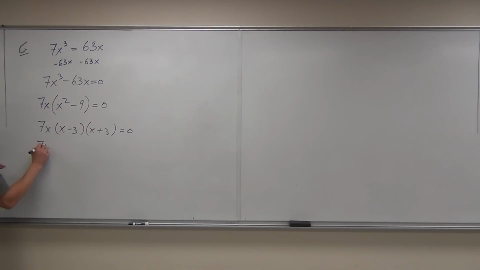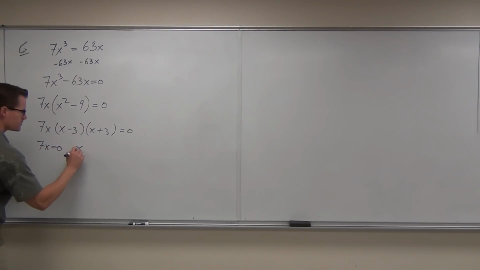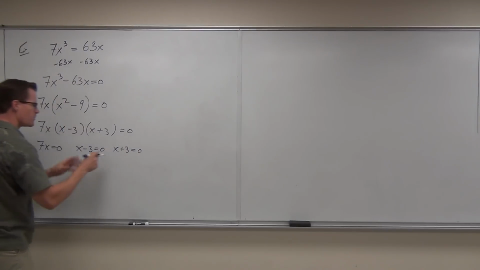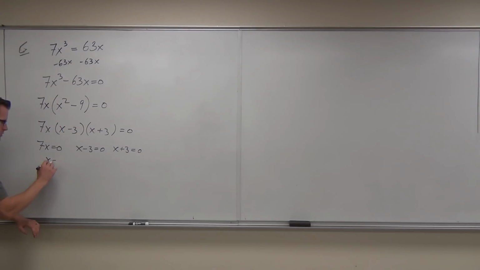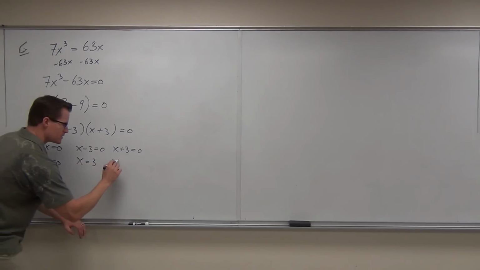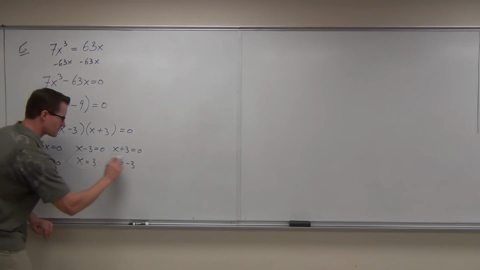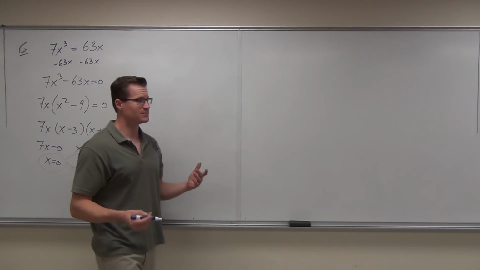We have 7x equal to 0. We have x minus 3 equal to 0. We have x plus 3 equal to 0. And if we do some very basic math, x equals 0 by dividing by 7. x equals 3 by adding 3. x equals negative 3 by subtracting 3. Our 3 solutions are there.